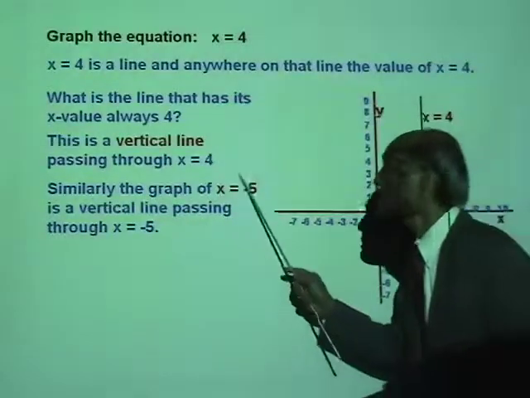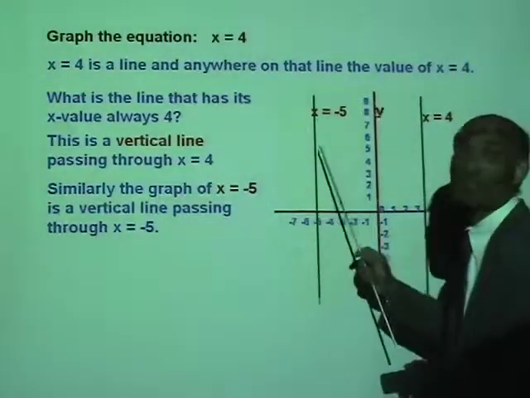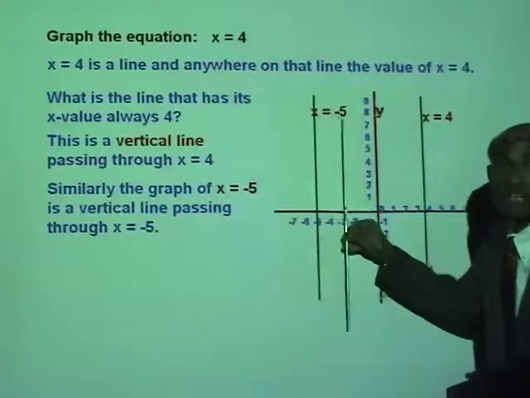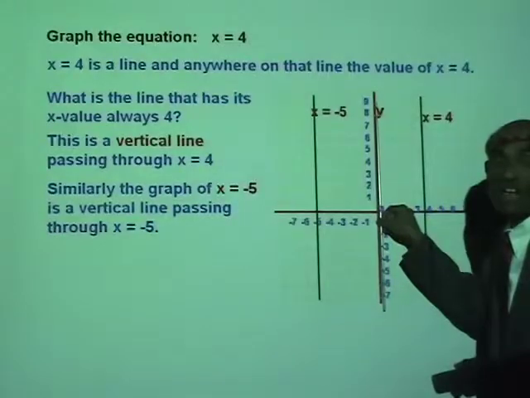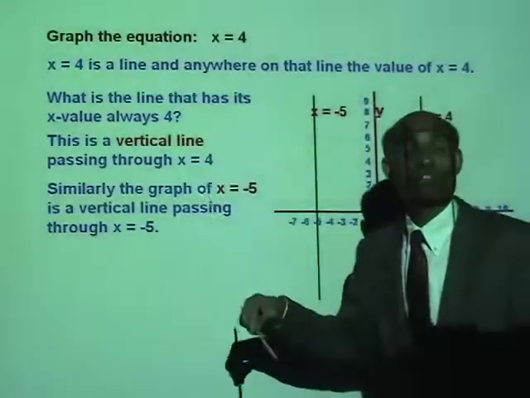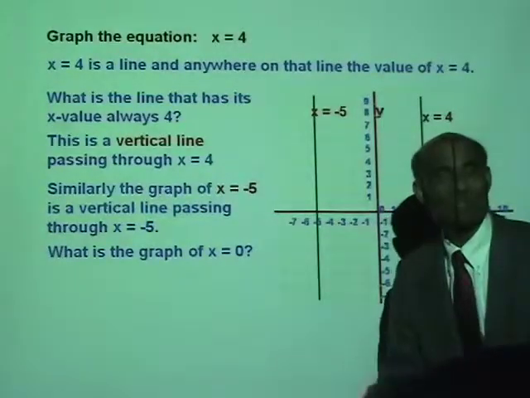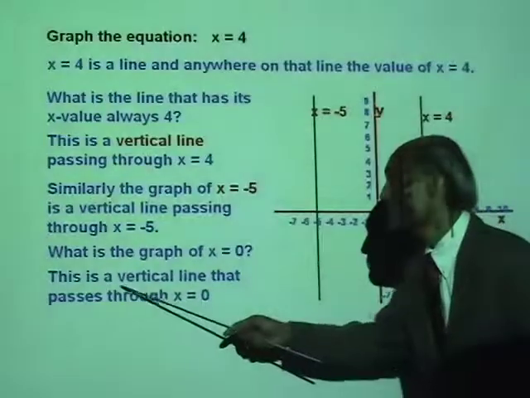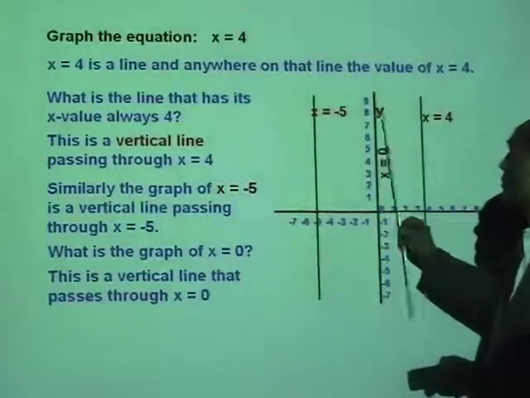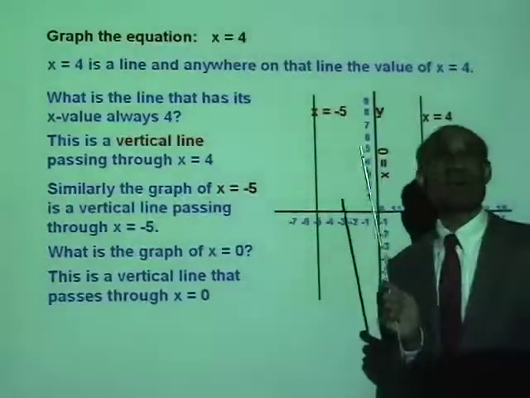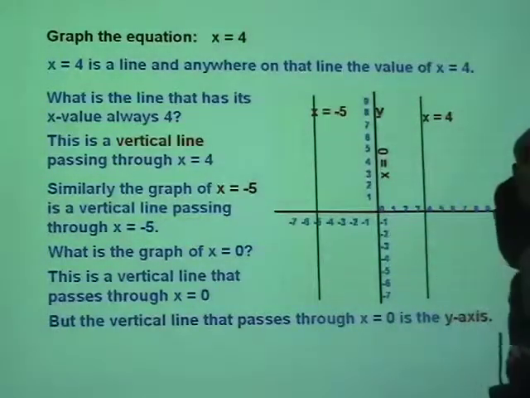Similarly, the graph of x equal to negative 5 is the vertical line passing through x equal to negative 5. You see? The vertical line called x equal to negative 5. The vertical line called x equal to 4. And what is this line called? This vertical line is called x equal to 0, which also has another name, the y-axis. Alright. What is the graph of x equal to 0? We already said. It is a vertical line that passes through x equal to 0, and that is the y-axis. So this line, the y-axis, is also called x equal to 0. Okay, x equal to 0 is the y-axis.